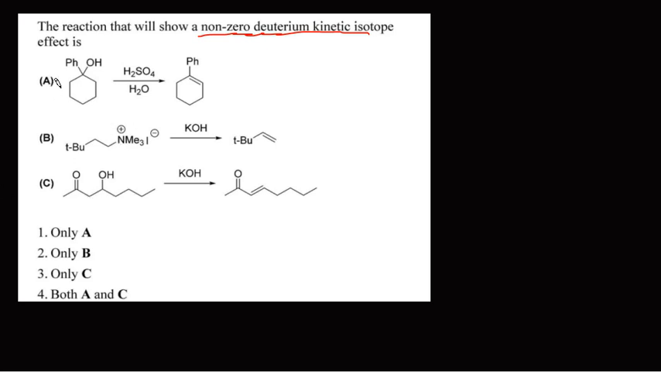Now, similarly, if I go to option B, what is this? This is the E2 mechanism. I have a leaving group present over here. This is basically an E2 mechanism where the base will abstract the proton, and simultaneously this group will leave. And since it is the E2 mechanism, the rate of the reaction depends upon both the abstraction of the CH bond and also the elimination of the leaving group, how good the leaving group is. So it depends upon both the factors.